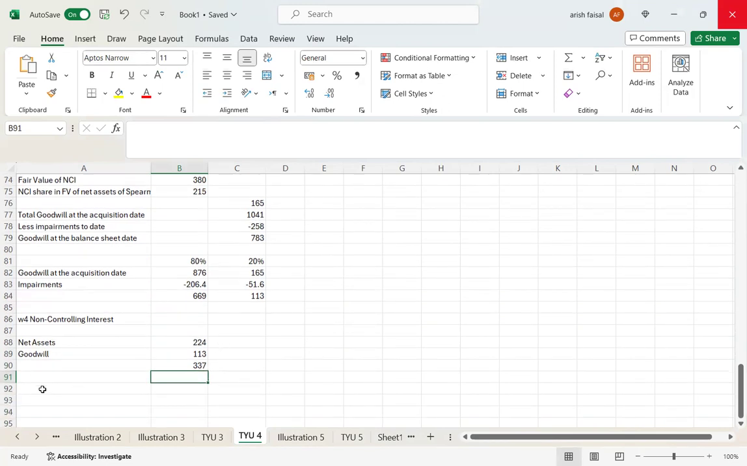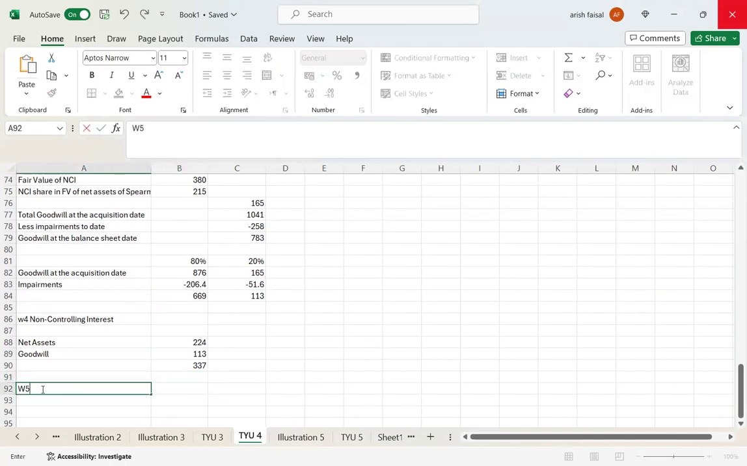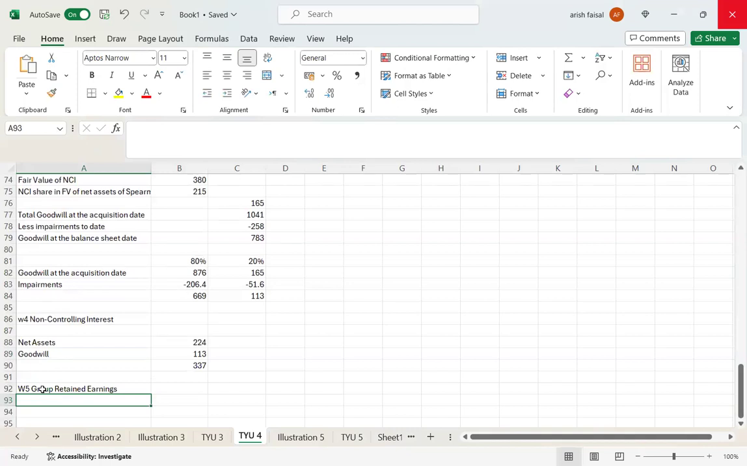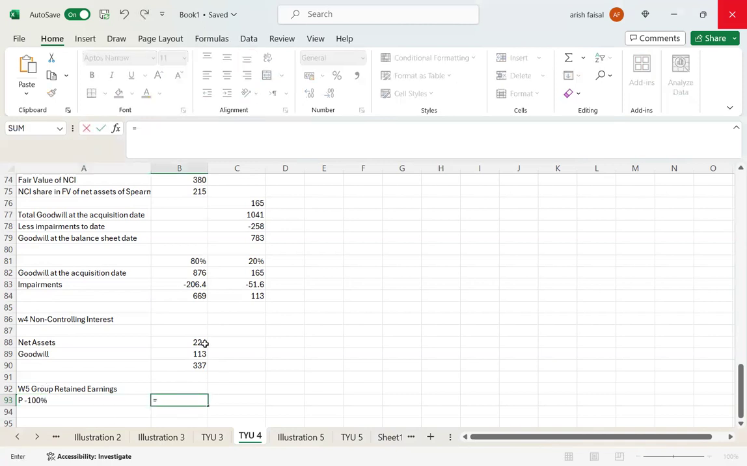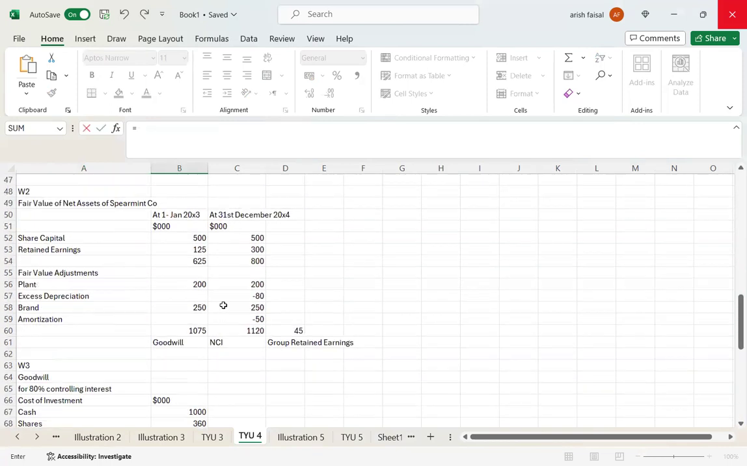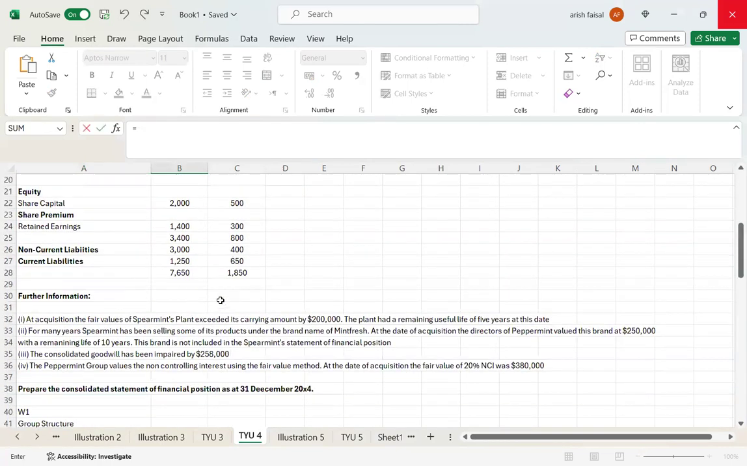Then in that case, now we have to move towards the next working, which is working number 5, and that will be your group retained earnings. When you're calculating your group retained earnings, first you have to take 100 percent of the parent's retained earnings, which is given to you in the balance sheet at 1400, right?